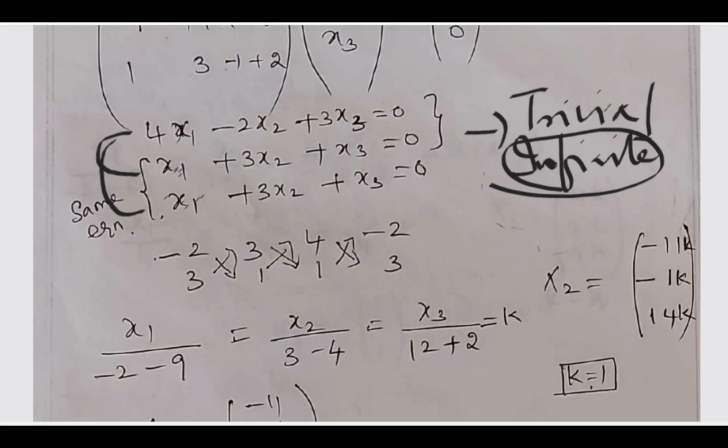Okay, so start to apply that. Now it is x1 divided by minus 2 minus 9, equal to x2 divided by 3 minus 4. So here it shows that, as usual, this is your x1 and this is your x2.